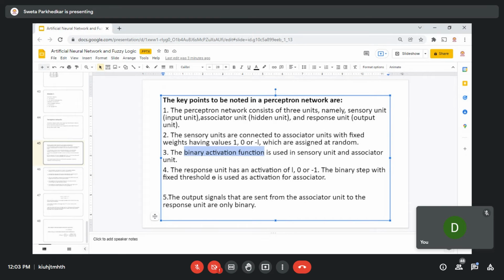Then the output signals that are sent from the associator unit to the response unit are only binary. Where do we send the output signal from? From the associator unit, the hidden layer. So from the hidden layer to the output signal, it will have only binary values. What will the response unit produce? The response unit will produce only binary signals.